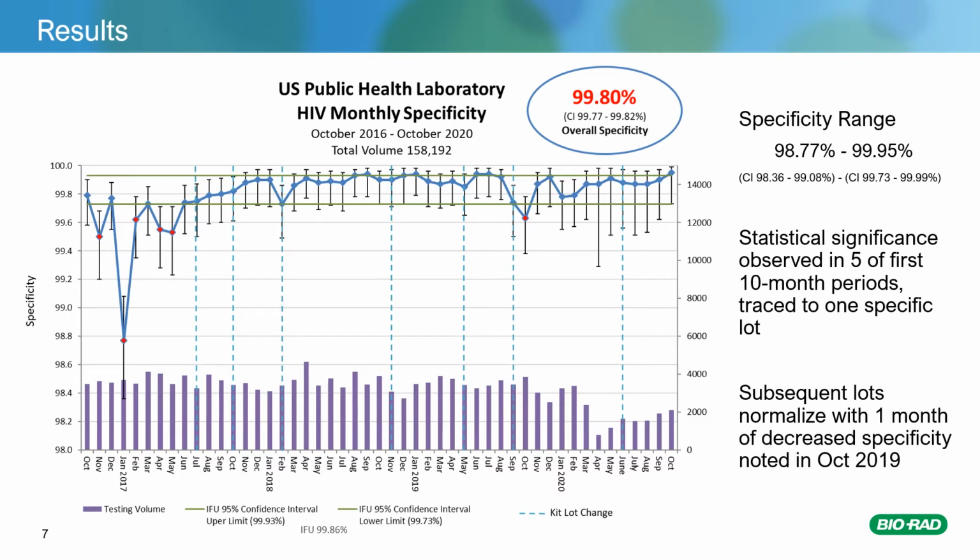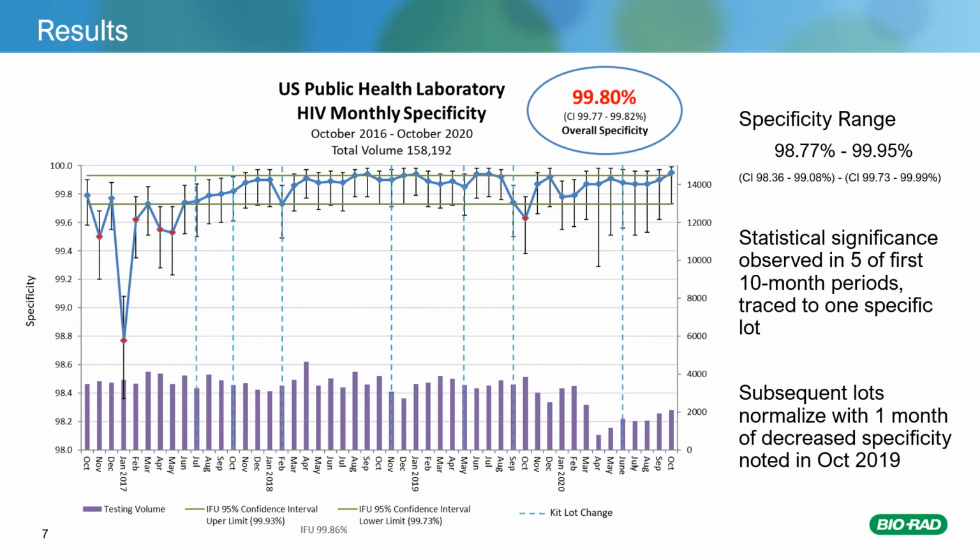The monthly testing volume is noted by the purple bars, and one can see the effects COVID has had on testing volume during the lockdown. And at the end of this data set it is starting to recover. Lot changes were also tracked during the period, and are represented by the dashed blue lines. A statistically significant decrease in specificity was observed in 5 of the first 10 months, shown as red dots outside of the confidence intervals. And it was essentially traced to one specific lot.